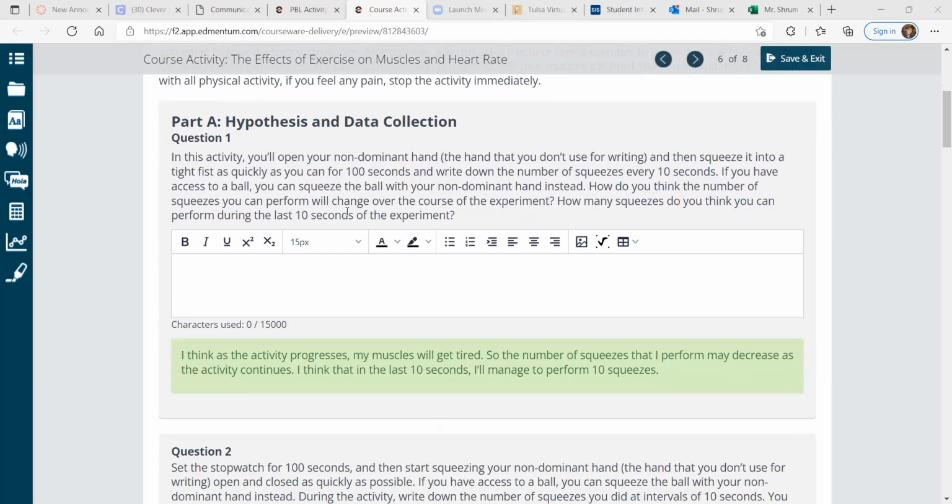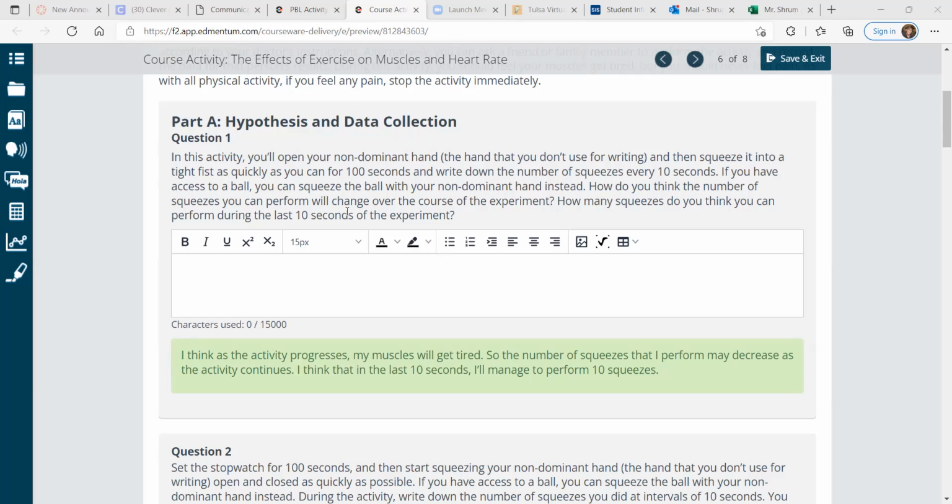And in this activity, you're going to open your non-dominant hand. So let's say if you're right-handed, you use your right hand to write. The non-dominant hand would be your left. So we want to use our non-dominant hand and then squeeze into a tight fist as quickly as you can for 100 seconds, and then write down the number of squeezes every 10 seconds. If you have access to a ball, you can squeeze the ball with your non-dominant hand instead. I think that's a little easier to do.